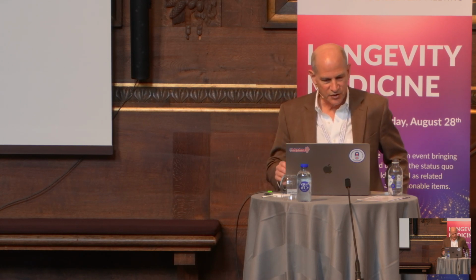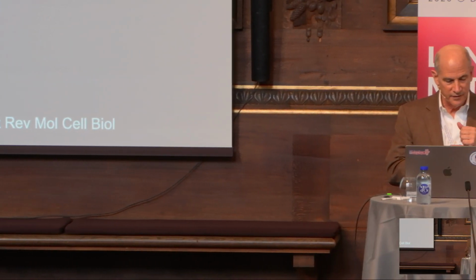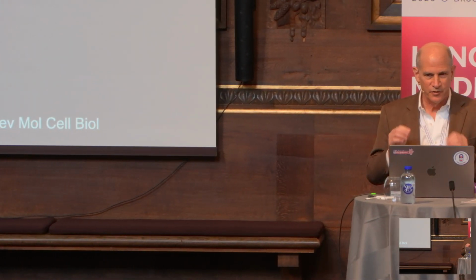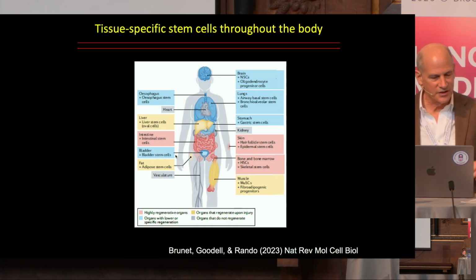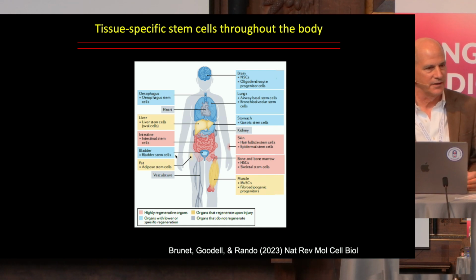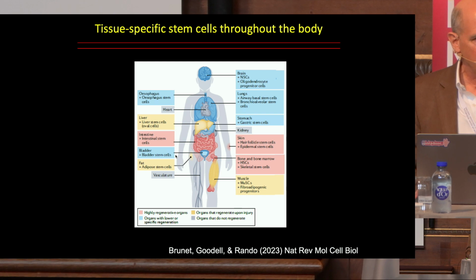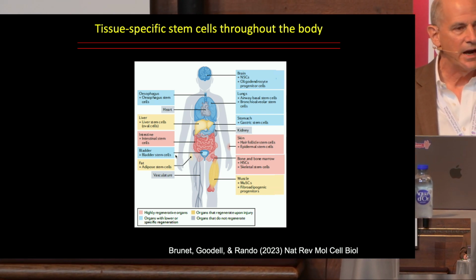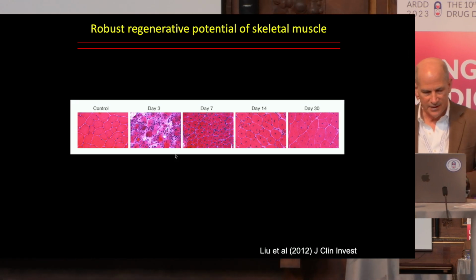Anyway, this is a figure from a review that I co-wrote with Anne Brunet and Peggy Adele. Anne Brunet did the lion's share of the work on this review, but I'm showing it anyway. It illustrates stem cells throughout the body that are important for tissue homeostasis and tissue repair. There are some tissues that are highly regenerative, and the tissue we study is one of those: skeletal muscle.